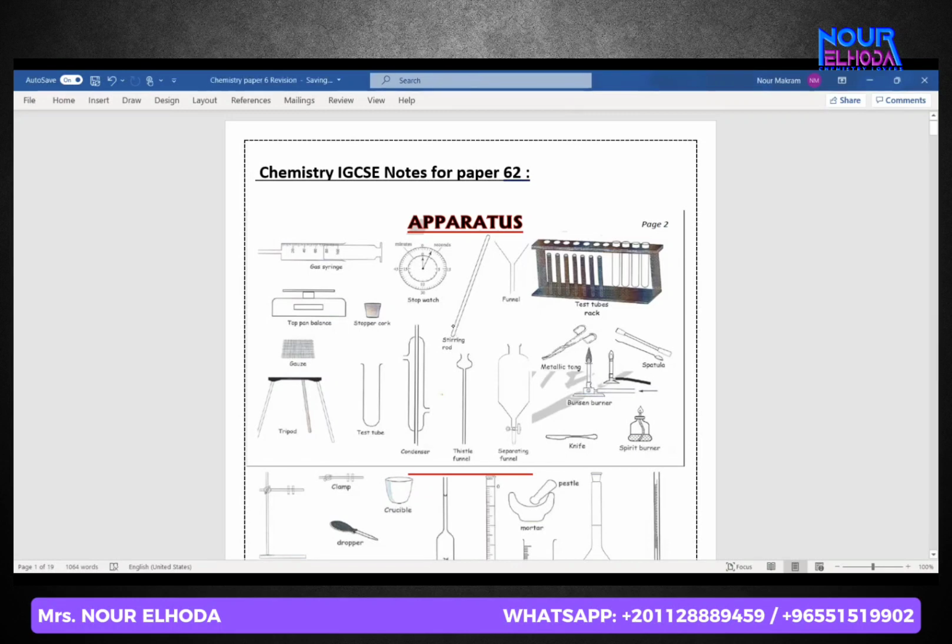Let's start. First of all, if I'm going to ask you, what is the apparatus used to measure mass?